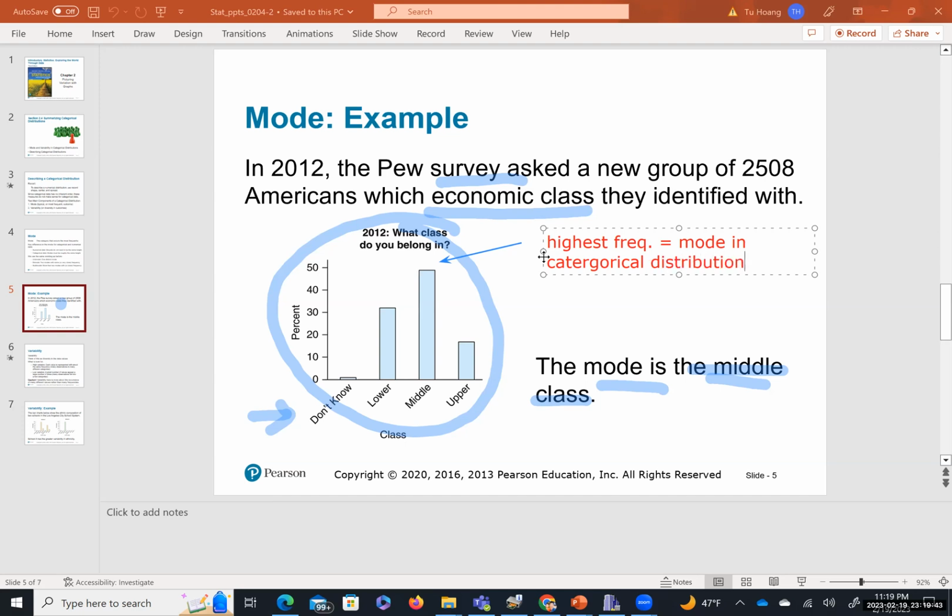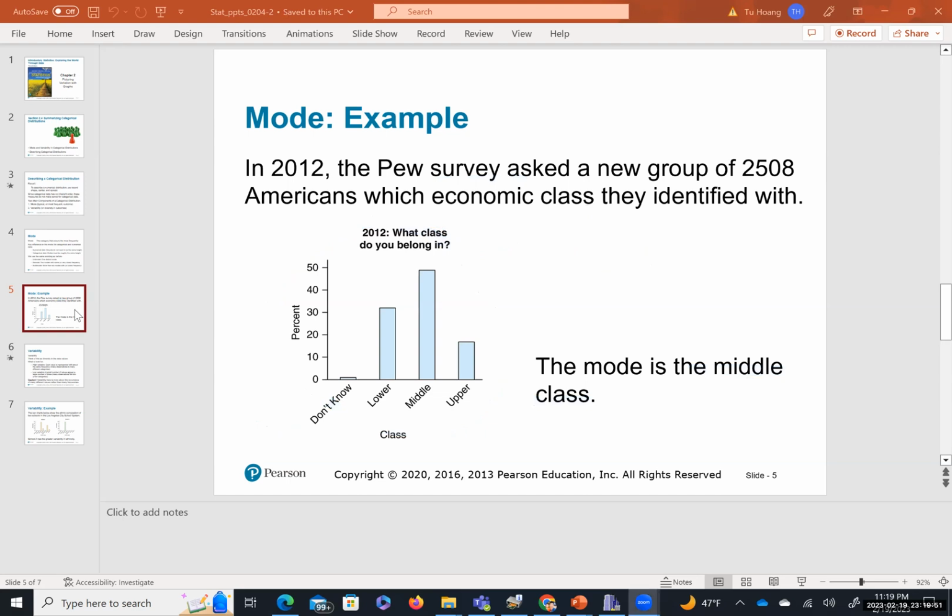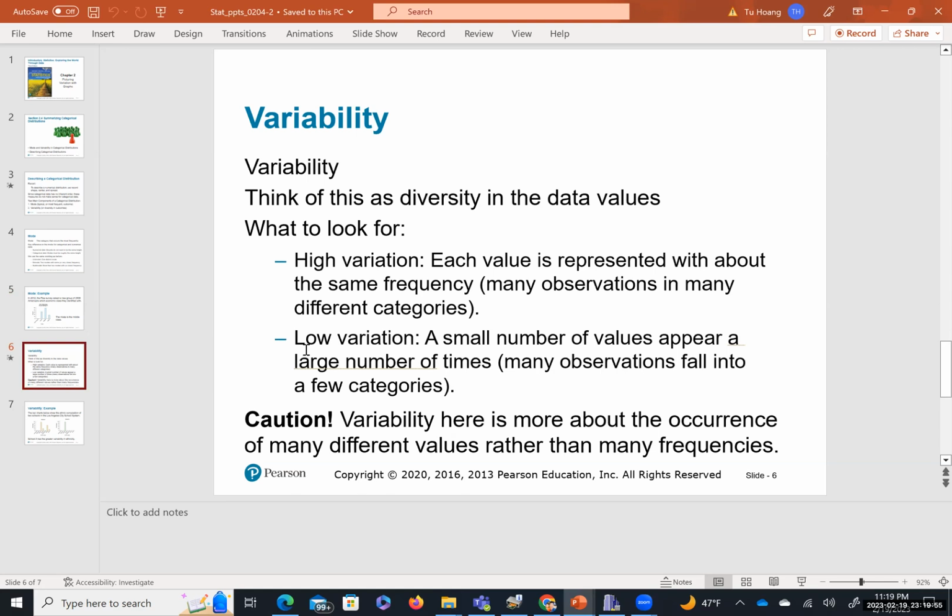Okay. All right. So that is it for this slide. Let's move on to slide number 6. I want to talk about variability of the category coded as. Oops, sorry.